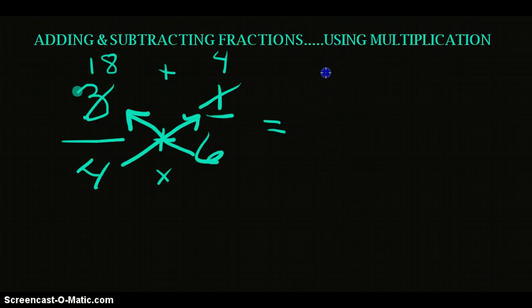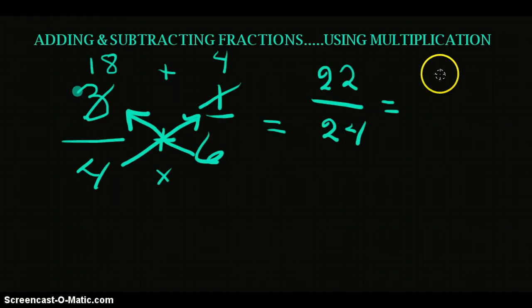18 plus 4 is 22, and 4 times 6 is 24. Perfect. Not a perfect fraction, though. I need to reduce that. I'm going to divide both the numerator and denominator by 2, and I'm going to get 11 over 12. That's my reduced fraction, down to its lowest terms. It's absolutely perfect, and it took me almost no time to do it.